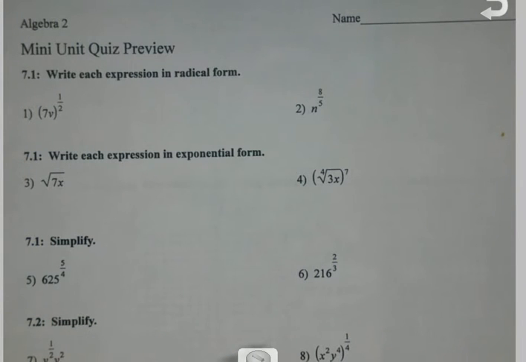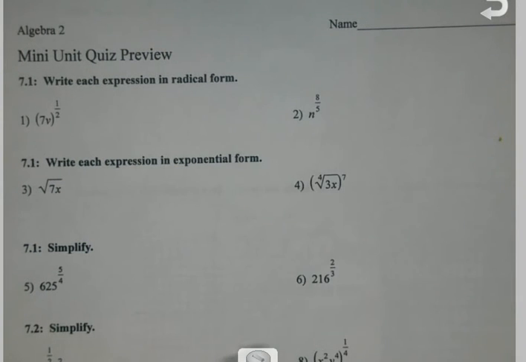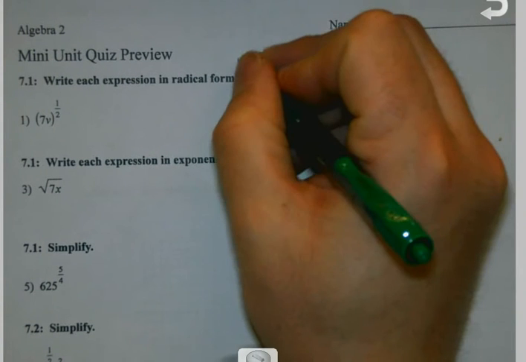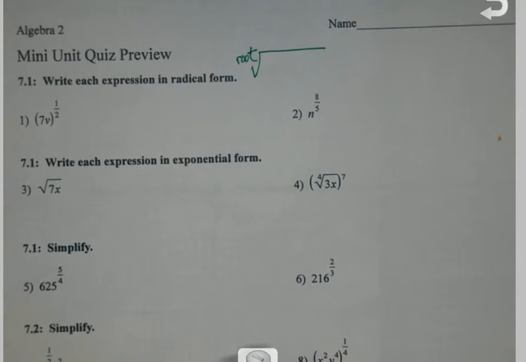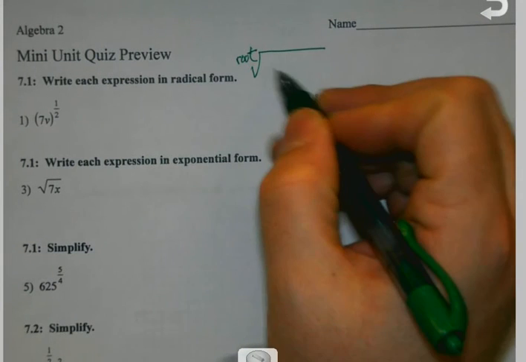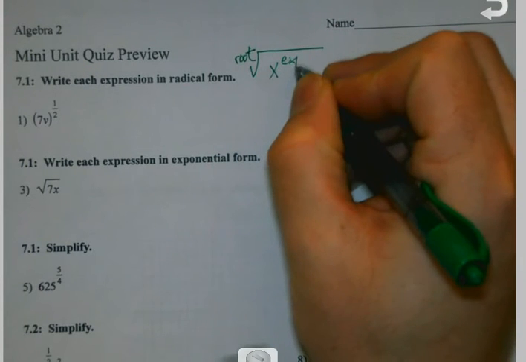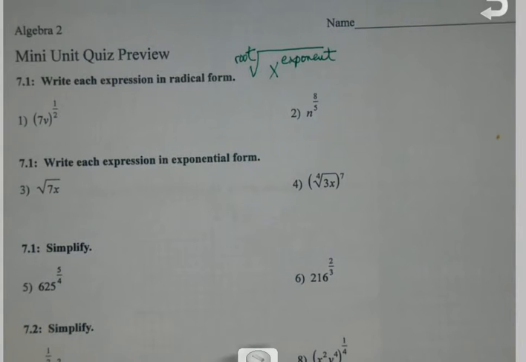So, mini unit quiz preview. Okay, when it asks me to write each expression in radical form, just a reminder here at the start, whenever we're going to radical form, my root, my little number, is always the little number that goes outside my radical. And then whether I have a number, a variable, both, whatever it happens to be, I find the exponent and I'm going to put it right in there with whatever that base value is.